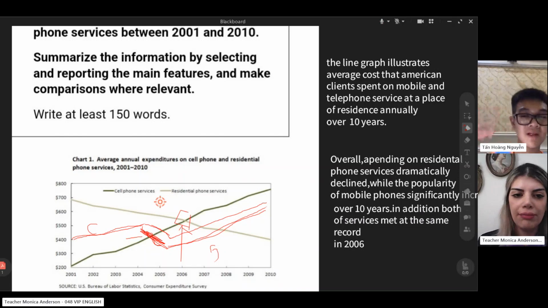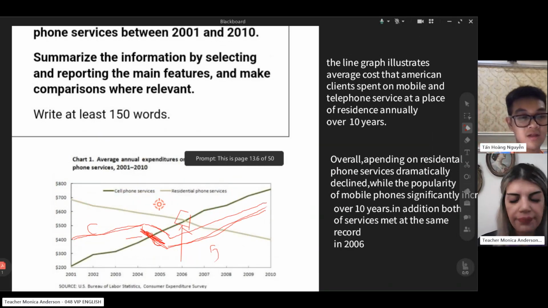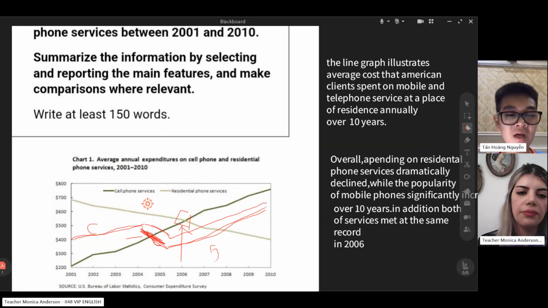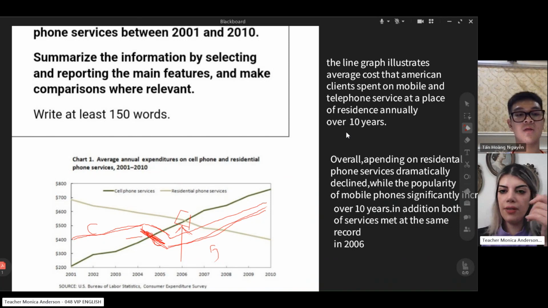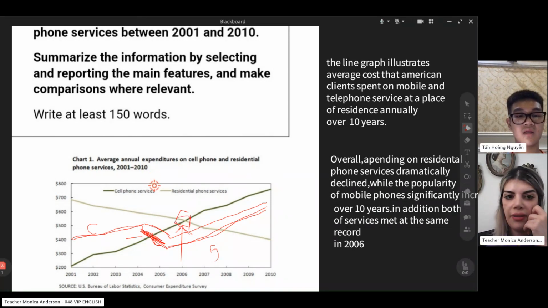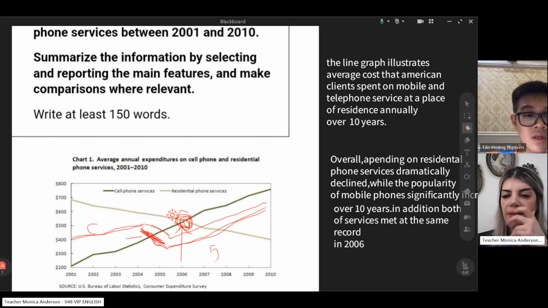But can I have a question about this? I can see that it has two more sharp changes in the mid, at the same record. Yeah, of course, they met here. They met at the same record. It means in 2006.